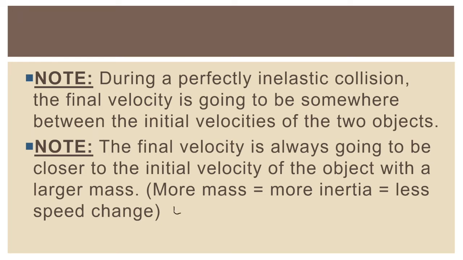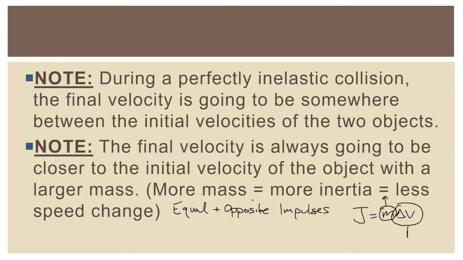The basic deal here is that these objects experience equal and opposite impulses. That's the governing principle of a conservation of momentum problem. And since the impulse, J, is equal to the mass times the change in velocity, if the object has a larger mass, then it should experience a smaller change in velocity. That should make sense to you because whatever m times delta v is, that's got to be the same for both of them.